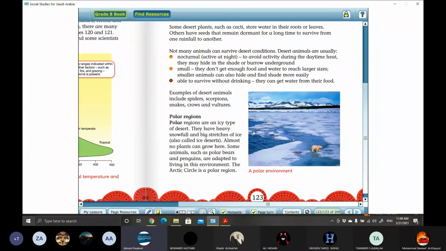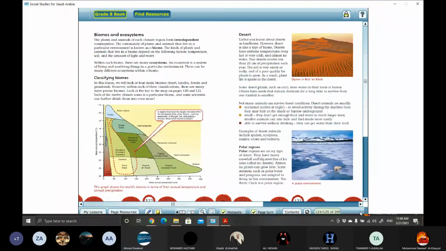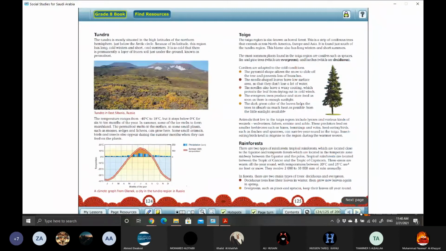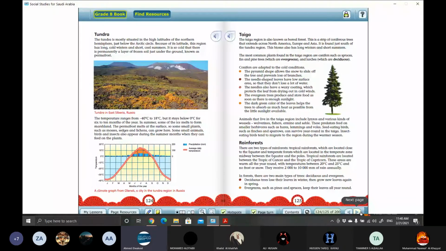So polar regions are very icy types of desert. They have heavy snowfall and big stretches of ice, also called ice desert. There are almost no plants because the land itself is frozen, so you cannot grow any plant in that place. Some animals, such as the polar bear and also penguins, are adapted to living in this environment. The Arctic Circle is a popular region of the polar regions. The third type, of course, is the tundra.